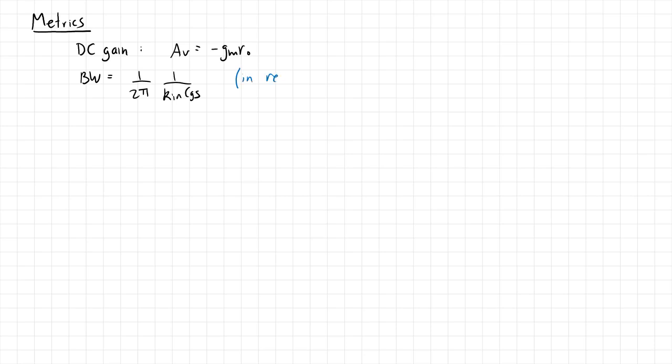Now note that we didn't include any load capacitance. In reality, the bandwidth is often limited, depending on what you're driving and how the amplifier is designed, by the load capacitance, not necessarily the input network, but in this particular case we didn't have any load capacitance, so this is what we get. Power is equal to, well, it's just VDD times the drain to source current.